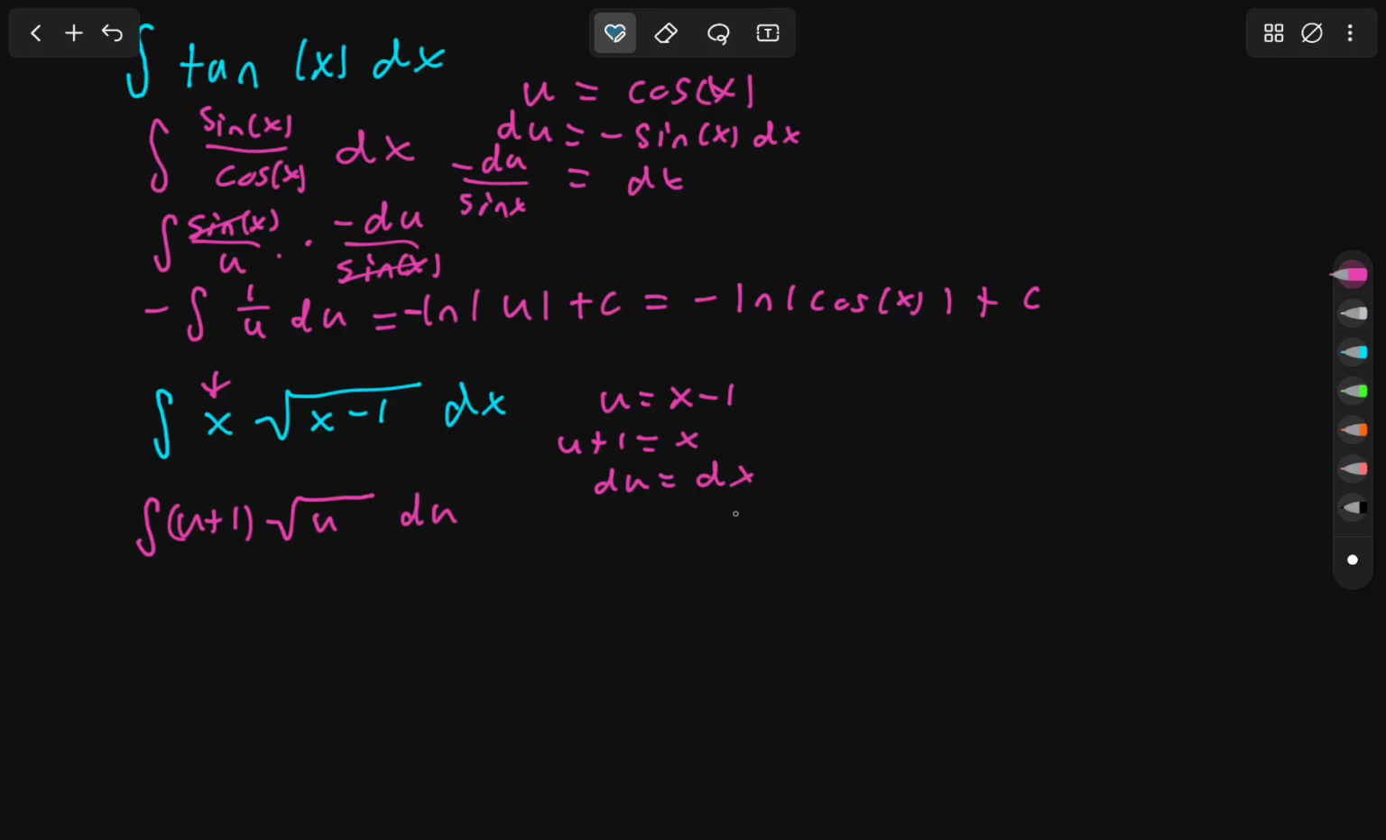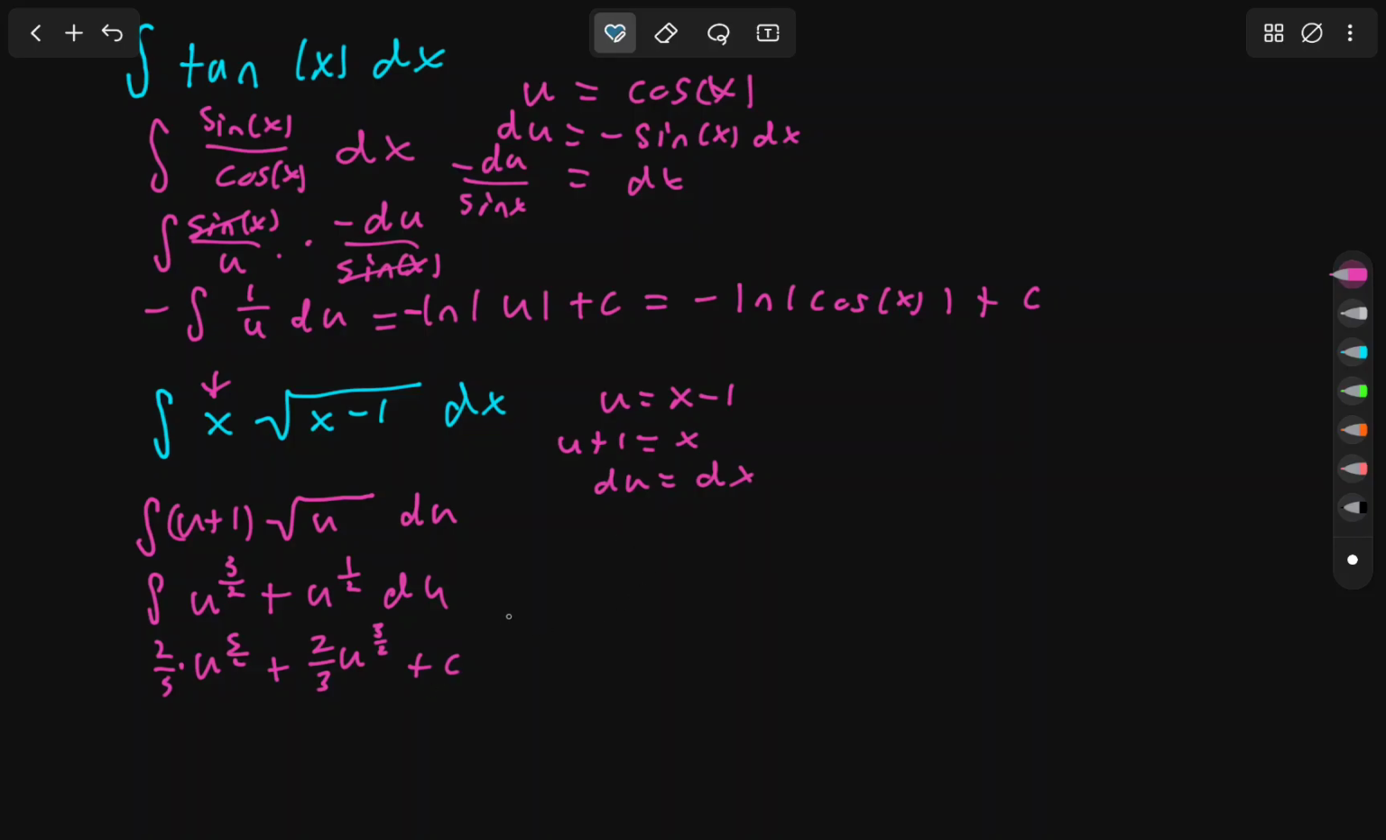And we're going to be integrating this with respect to du because dx and du are equivalent. We are now going to use our properties of exponents to make this into the integral of u to the power of 3/2 plus u to the power of 1/2 du. Now all we have to do is integrate these. So we raise the power by 1, so we get u to the power of 5/2, and then multiply by the reciprocal, which in this case is 2/5. Once again, we do the same. We raise the power by 1, so we get 3/2, times the reciprocal, which is 2/3, plus c.